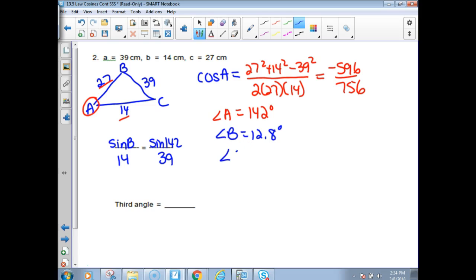Okay, find the missing angle C. I'll just do my triangle angle sum. So that's 180 minus 154.8. You should be getting something with a 2 at the end. 25.2.